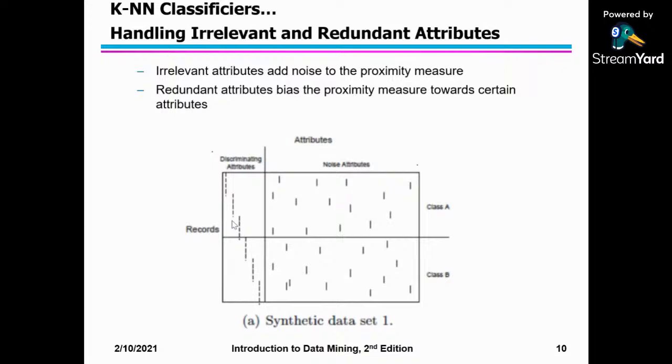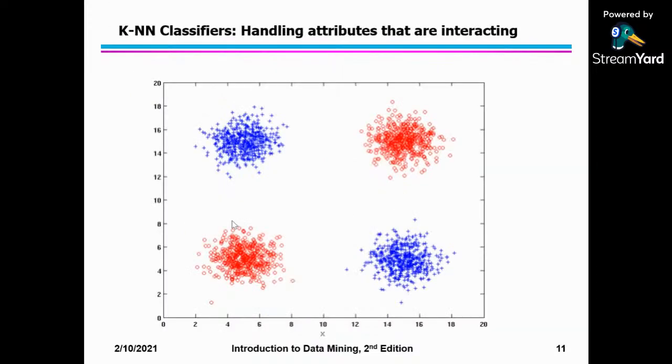And then we have handling irrelevant and redundant data. When it comes to attributes, irrelevant ones always add noise to the proximity measure. And redundant attributes, which are repetitions, are seen as bias, because when we have more of those, it means that the entire computation is skewed towards one area or one classification.